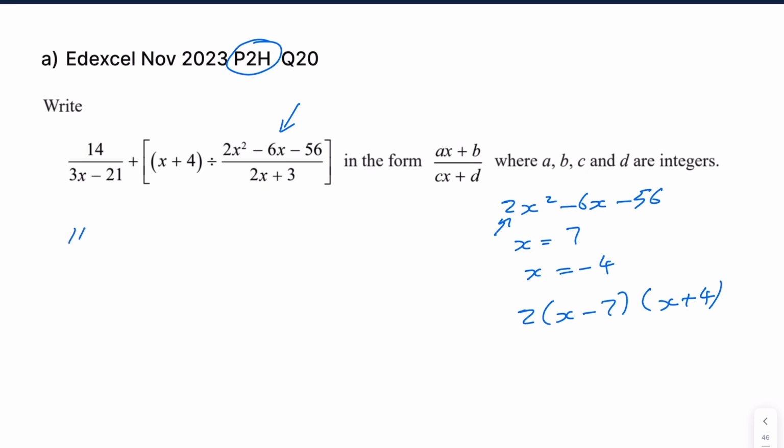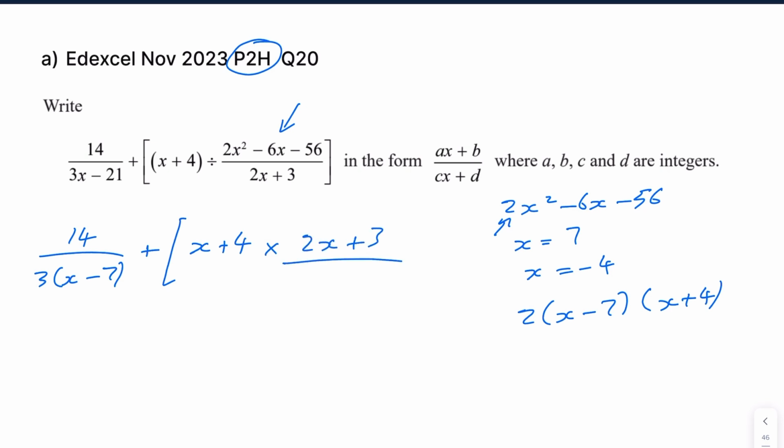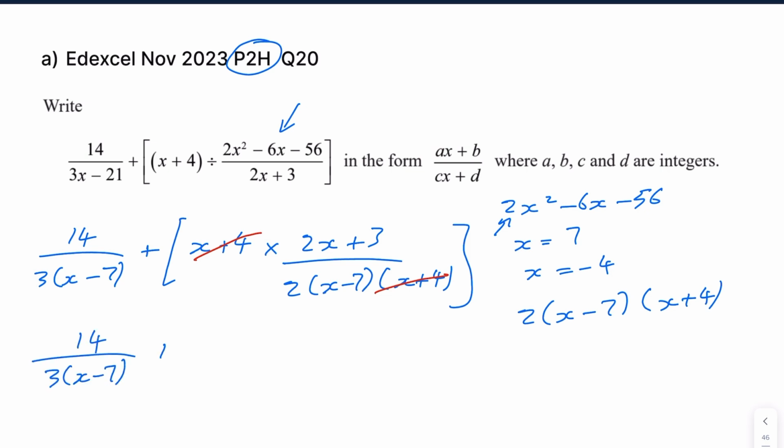So if we start on the left, we have 14. I notice I can factorize the bottom. Now the KCF method, so flip that around, so that's 2x plus 3. And at the bottom, I'm just going to write the factorized answer, which was 2 bracket x minus 7 x plus 4. Okay. Now straight away, I can notice that and that cancel out. So if I keep going, just tidy that up, plus.